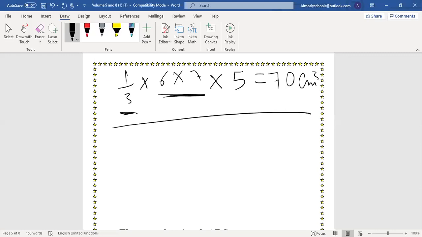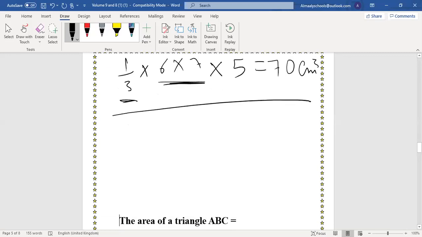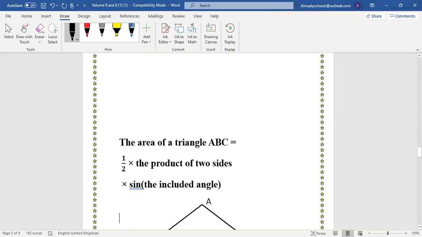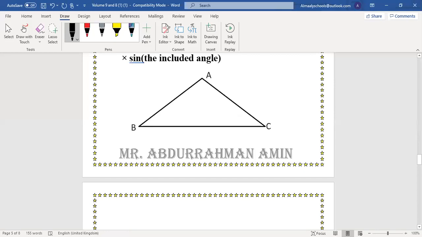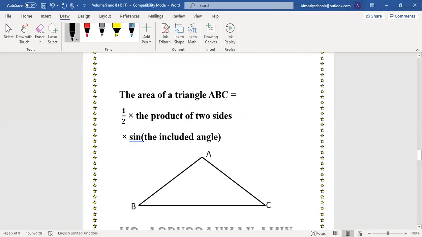But we have a problem, so I'll teach you something strange. Today we will study a new rule to calculate the area of the triangle. We know that the area of the triangle equals half multiply base multiply height. But my sons, if we don't have the height, for example, look at this triangle ABC. It's not a right angle triangle and we don't know its height. So we will use a new rule.